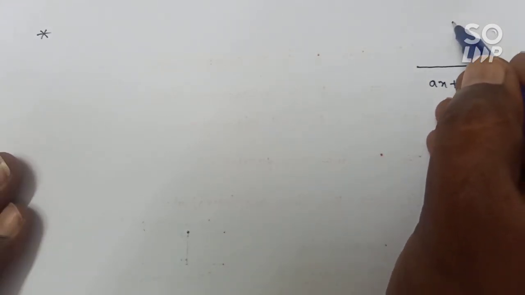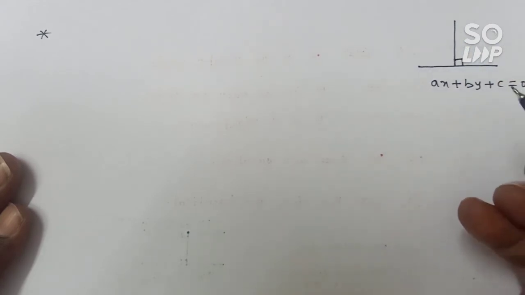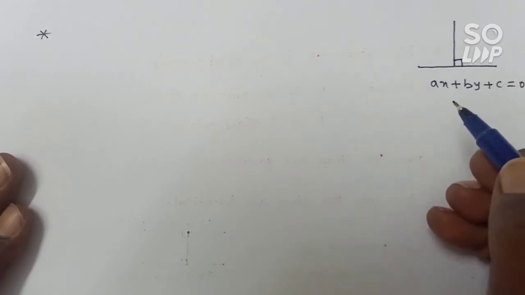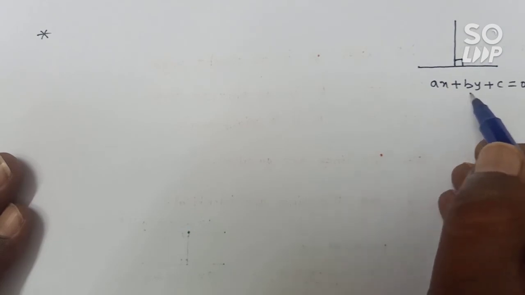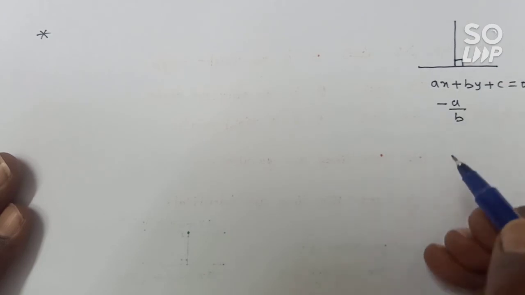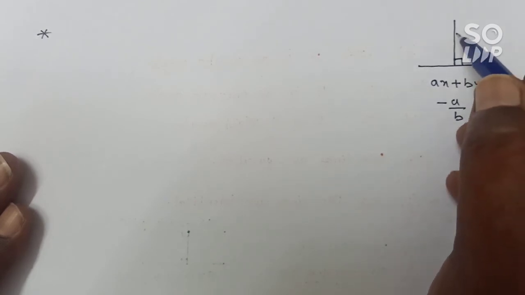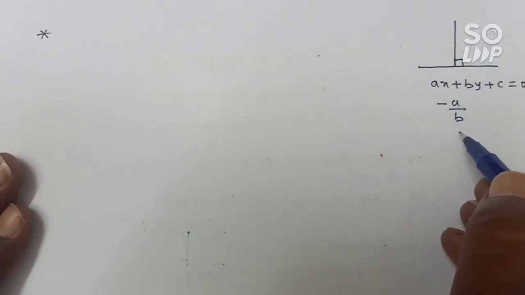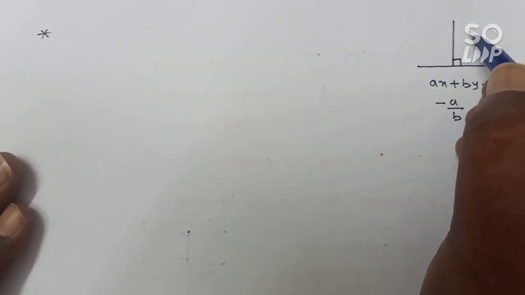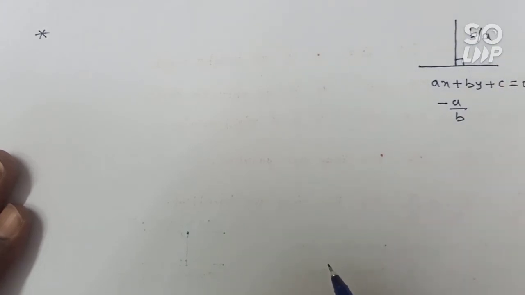If you draw the perpendicular to this line, perpendicular means the product of their slopes is equal to -1. You know what is the slope of this one? This is minus a by b. Minus a by b is the slope of this line, and to get the product -1, the slope of the perpendicular line will be b by a.